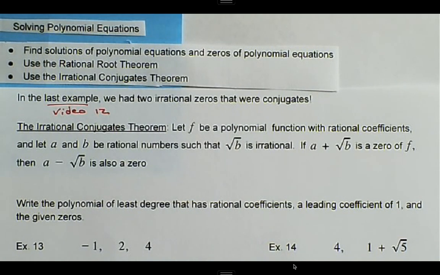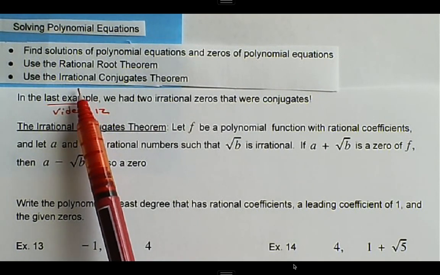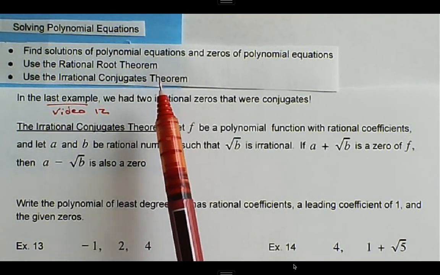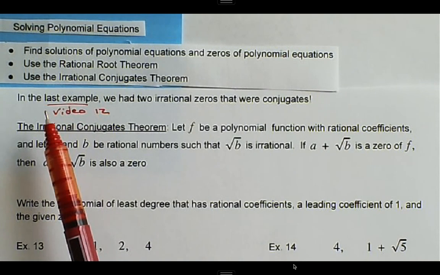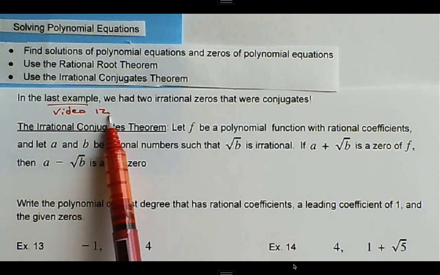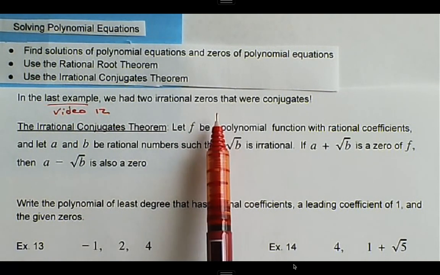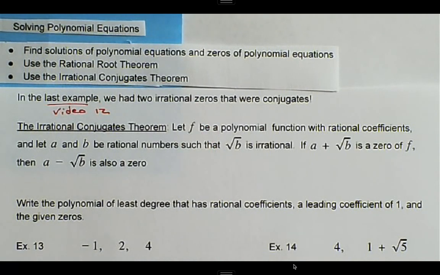Solving polynomial equations. And this time we're going to talk about the irrational conjugate theorem. From video 12, we had two irrational zeros that were conjugates of one another.